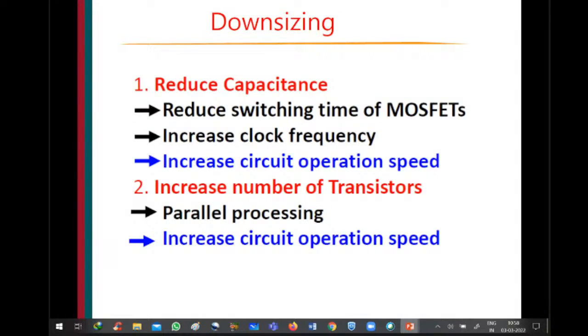Another is if you make the sizes smaller, you can increase the number of transistors in a given chip area. Earlier they were making something like 10,000 transistors in a 1 centimeter square chip. But nowadays they are able to make 1 billion transistors in the same area. So once you have a lot of transistors, you can do parallel processing. You can think about multiple cores, 64 cores or 48 cores or whatever it is. So many processors are available in one chip itself. You can increase the functionality.